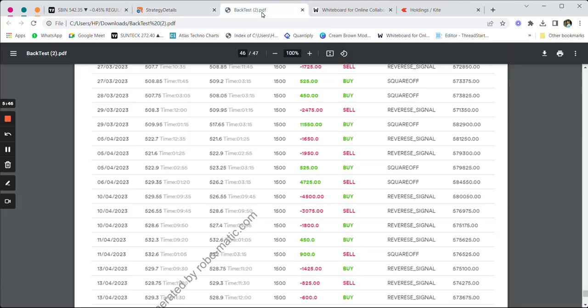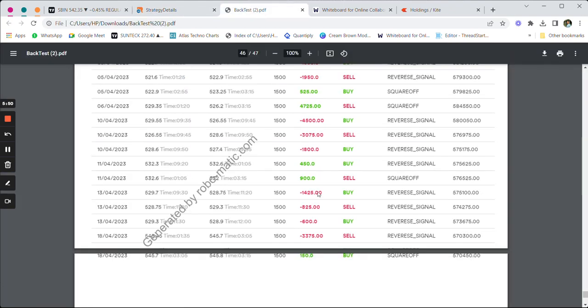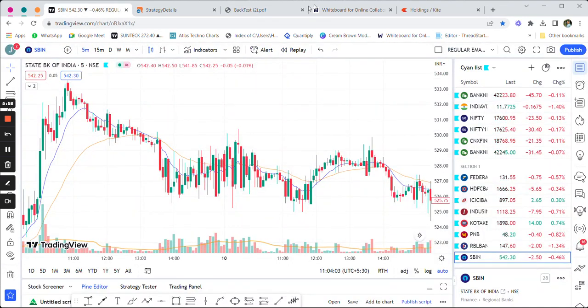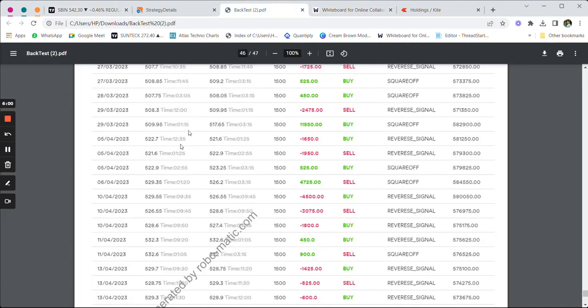Okay, so let me just show you some of the strategies here, where let us check out whether the buy and sell signal that is generated in the backtest is correct or not. So this is the SBI chart and I am going to show you the recent data only, where let's say on the 6th of April 2023 here, the entry time was 529.35 and exit time was 526.2.